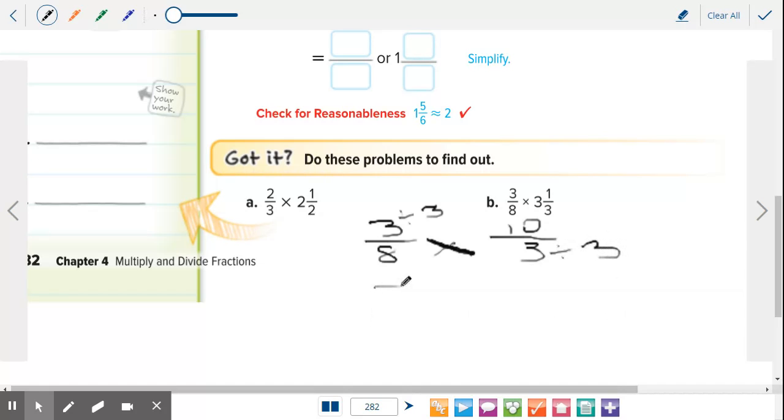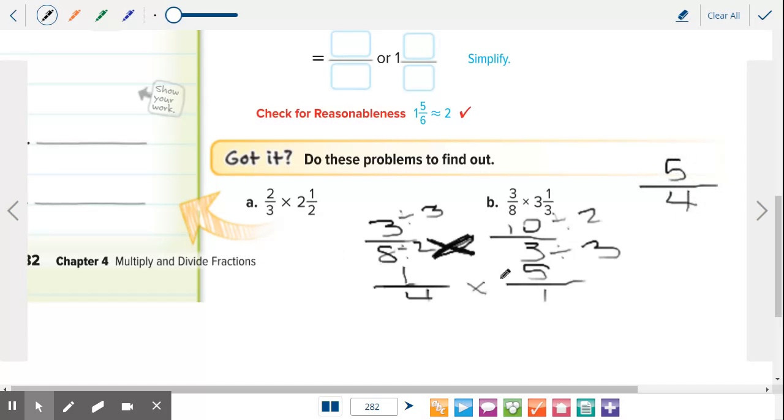All right, I'm going to write this right here. So I get 1 up here. And now I get 1 down here. Okay, now 8 and 10. Is there anything I can do with 8 and 10? Yeah, what? 2. We can divide a 2 out. So I get 4 down here. Close enough. And 5 up here. So then what's 1 times 5? 5. And 4 times 1? 4.